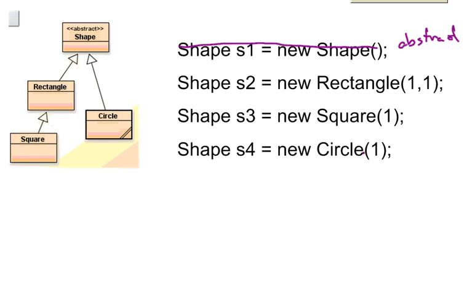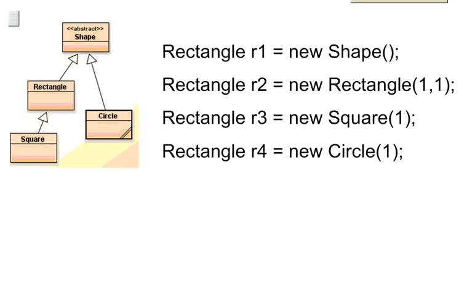Let's go to the next one. Here we've got all rectangles. Can we say Rectangle r1 equals new Shape? And we can't because a shape is not a rectangle. So that's going in the wrong direction.